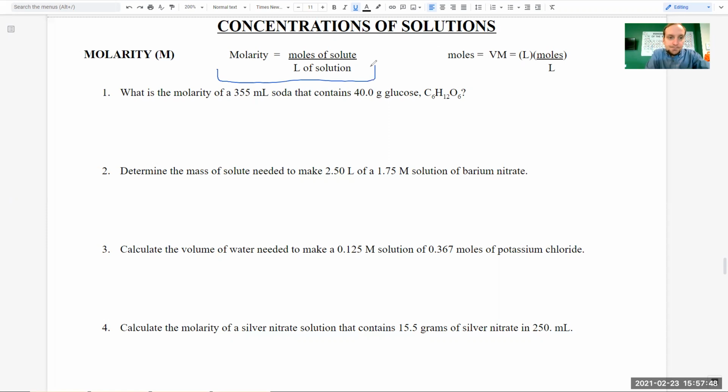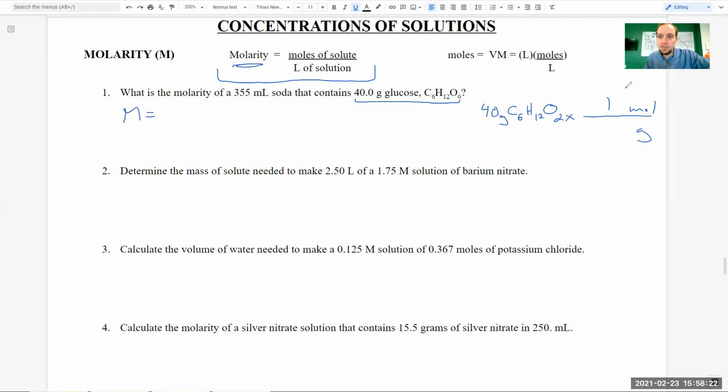So for number one, it says what is the molarity of a 355 milliliter soda that contains 40 grams of glucose. Now there's two problems with this. We're looking for molarity, and that's going to equal moles. Well, I don't have moles, but I do have my grams of glucose. So what I need to do first is convert my 40 grams of C6H12O6, which is glucose.